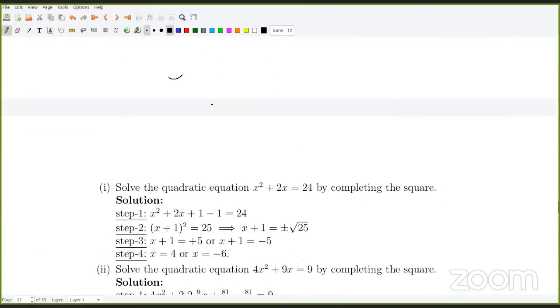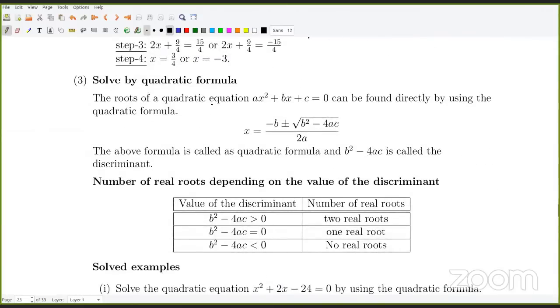So, I just wanted to skip this. Solving by the quadratic formula: we have a direct formula for the solutions, which is x equals minus b plus or minus root of b square minus 4ac, divided by 2a. Use this formula and you will get two different roots.